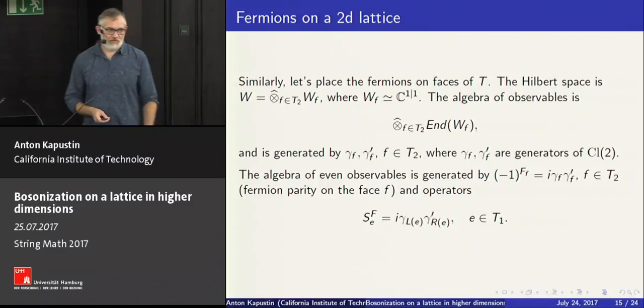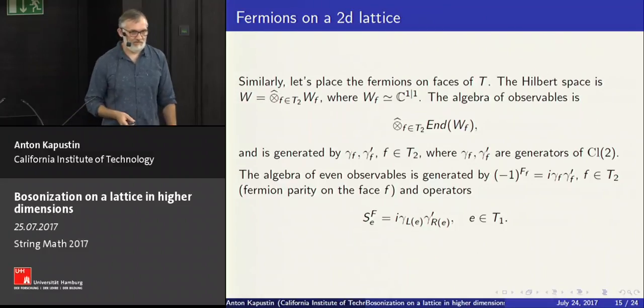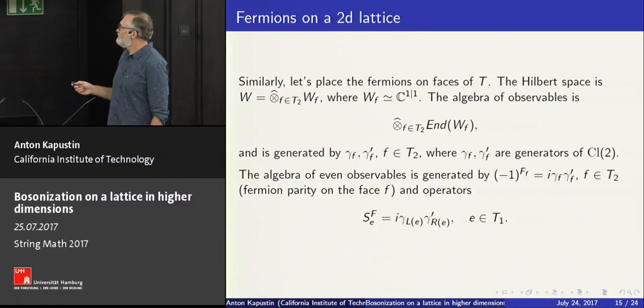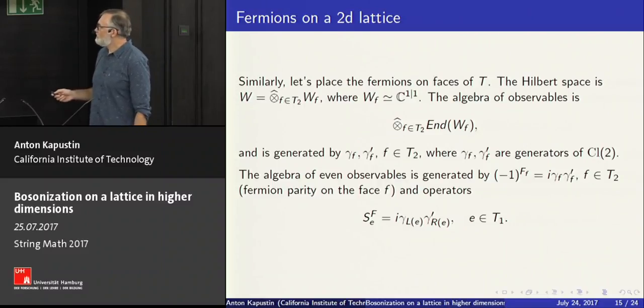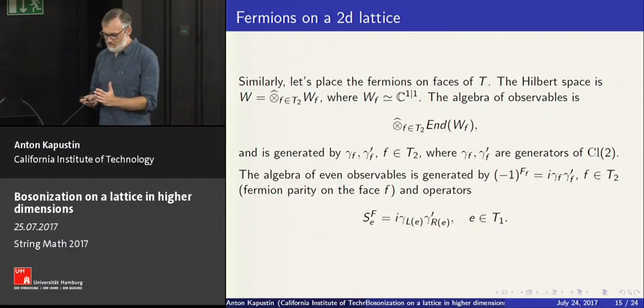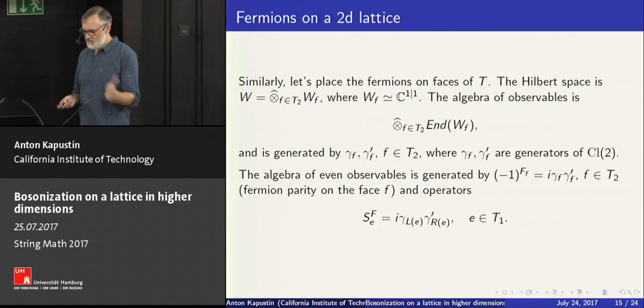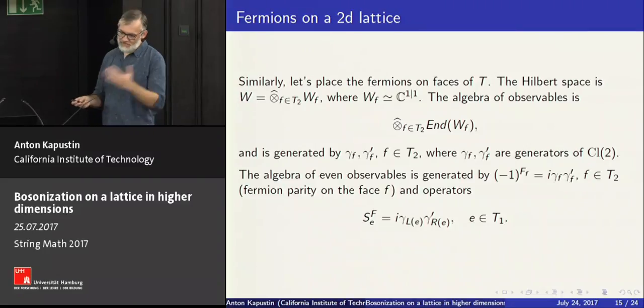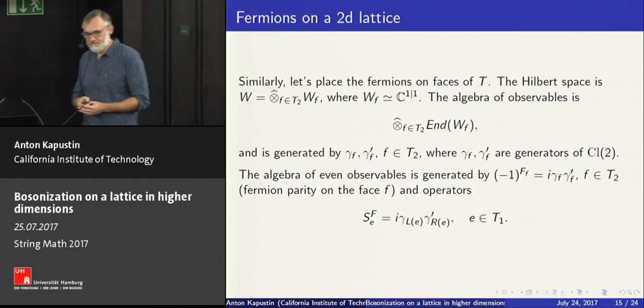Again, I can focus on the even observables because that's what I want to map. What are they generated by? First of all, the fermion parity on every face, which is written in terms of these gammas like this. And also these hopping operators again, but now I define them a bit differently. Given an edge, there is a face to the left and a face to the right, which we call L(E) and R(E), and I just take gamma on the left times gamma prime on the right.